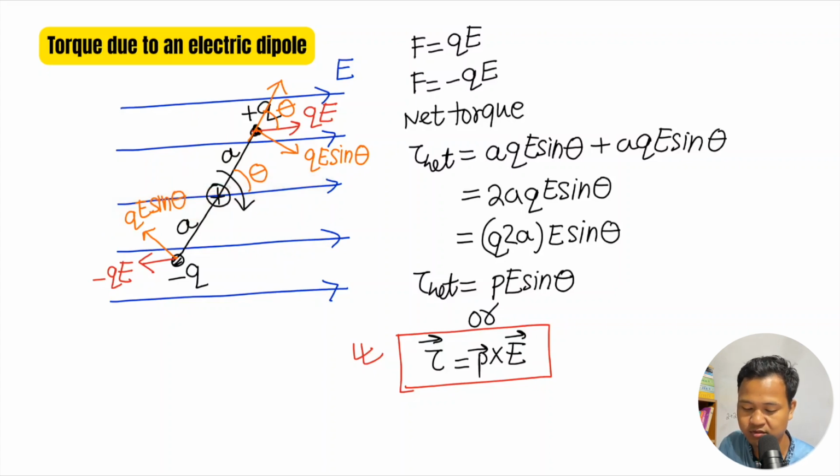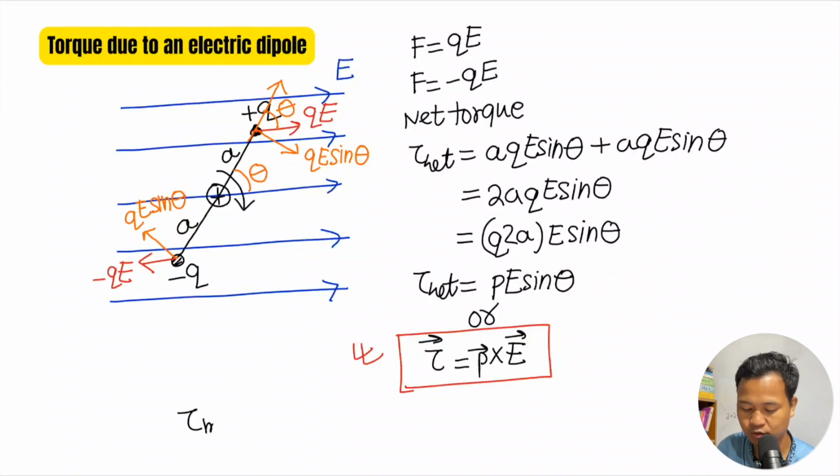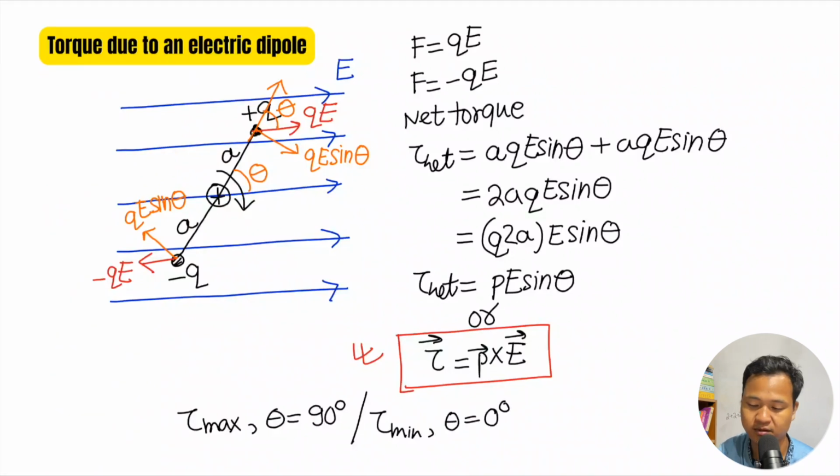When the dipole is completely horizontal, the angle theta is 0. When theta is 90 degrees, we get maximum torque. The maximum value of sin theta is 1, which is when theta equals 90 degrees. Torque is 0 when theta equals 0 degrees. So torque is maximum at theta equals 90 degrees, and torque is minimum at theta equals 0 degrees.